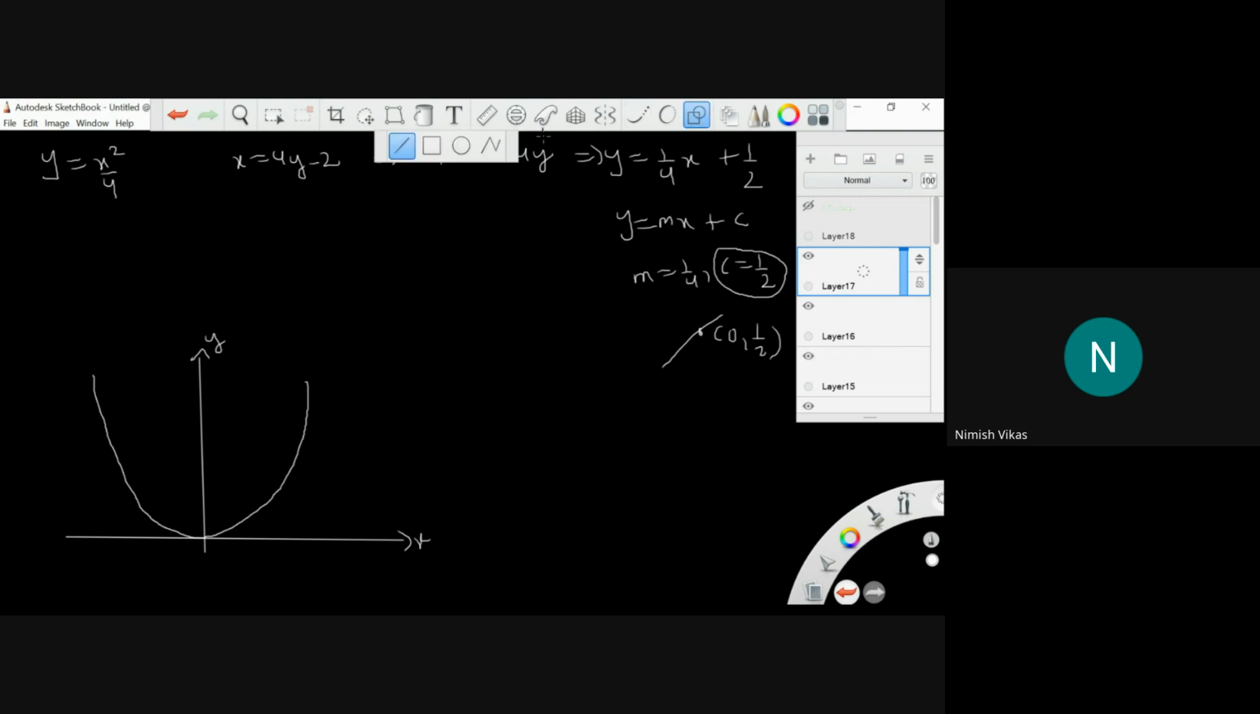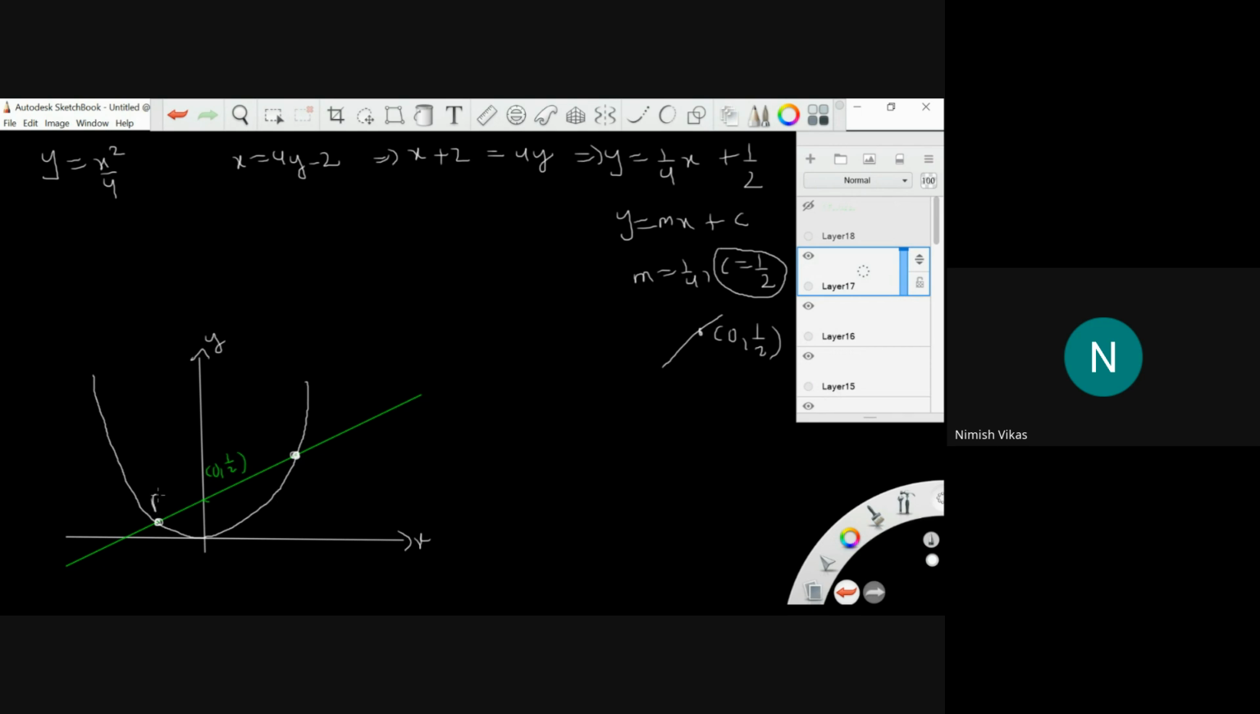So now we make a straight line. Positive slope, so it will be going upwards, passing through half on the y-axis, like this. This point is 0, comma half. Now this is just for reference to locate the line. This will not be used in the limits of integration. Now the next point is that we have to find the points of intersection.